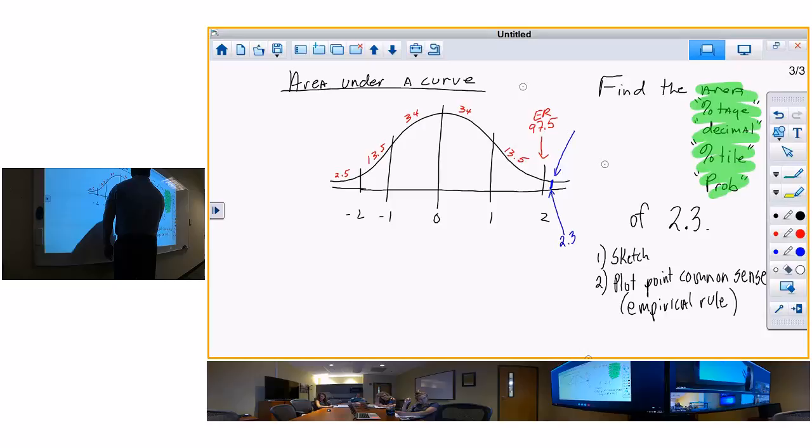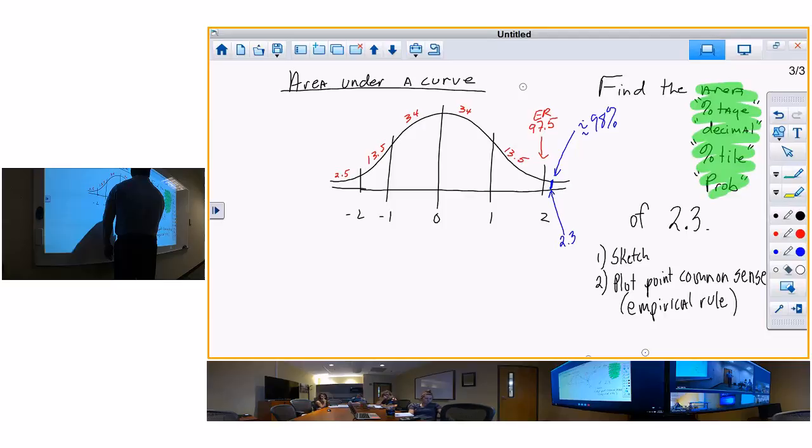Somebody guess. I'm going to say 98%. So I'm going to say it's about 98%. Now, I have no idea if that's correct or not, but when my computer or my table spits out 0.9825, then I know I'm right. But if my calculator spits out 0.5732, I know I'm wrong.